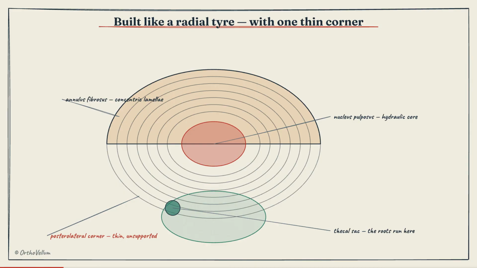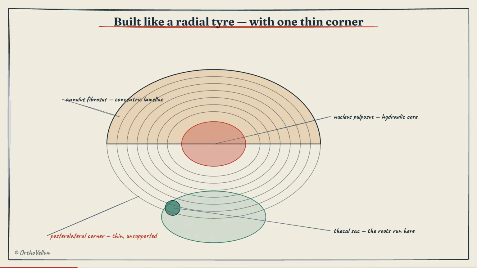In the center sits the nucleus pulposus, a water-rich gel that behaves hydraulically. Load the spine, and the nucleus pushes outwards in every direction at once, and the annulus holds it in, converting compression into tension in the fibers. Behind the disc, in the canal, sits the thecal sac carrying the nerve roots.